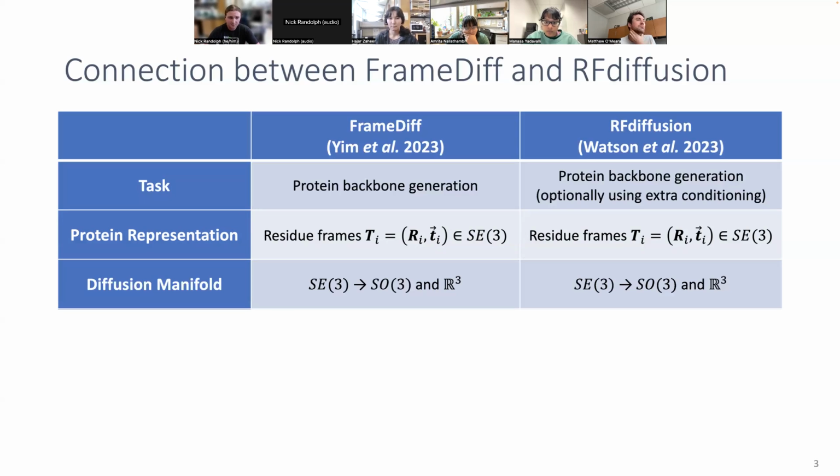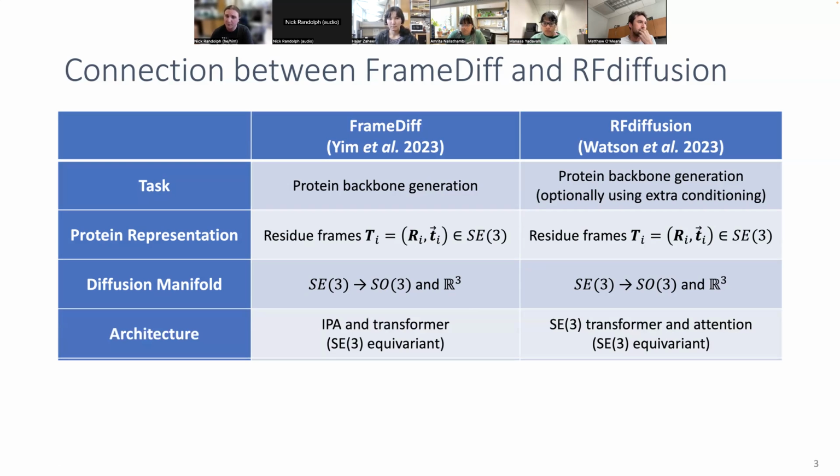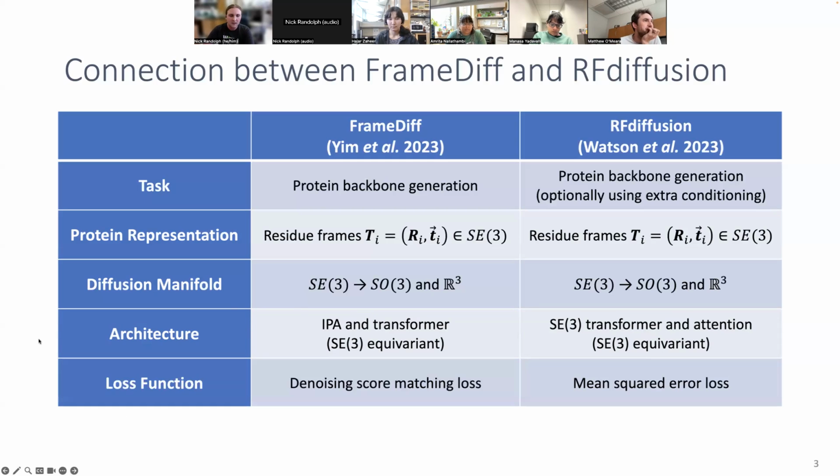And they also, because of this, both diffuse over the same manifold. So they're both diffusing over SE3, and they actually both break it down into diffusing over SO3, which is the group of rotation matrices in 3D space, as well as the translation vector. So this is just a Gaussian diffusion, and then this is going to be uniform diffusion over this. So they're both very similar in that aspect. Architecture-wise, they're slightly different, but both maintain the same property, and that main property is SE3 equivariance. Those are a little bit different, but overall they just use attention and transformers to build their model.